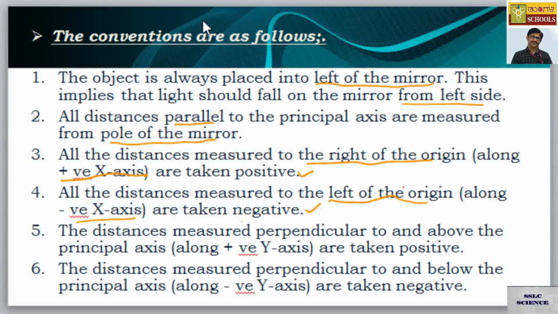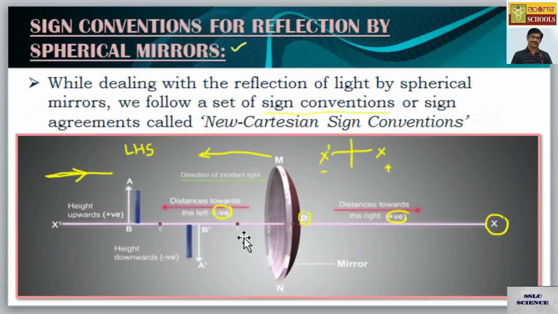Now again I am taking the fifth and sixth together. The fifth: the distance measured perpendicular to and above the principal axis, or along the positive y-axis, is taken positive. The sixth: the distance measured perpendicular to and below the principal axis, that is along the negative y-axis, is taken negative. Let us go back to the diagram here.